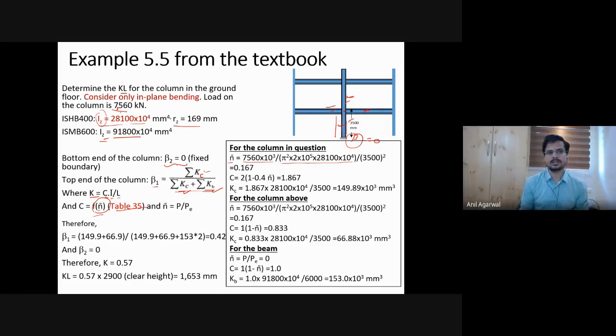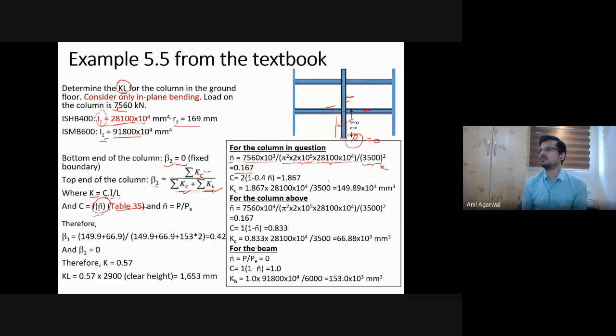Okay, so this was the load acting, 7560. And this is the pi square, this is E value, pi square E, I. This is the I value divided by L square. That is the length. Okay. Now you may ask, how do I know the length already while I'm still trying to calculate the effective length? Well, you have to start with some value. So you start with assuming that K is equal to 1, and you start with this value. Okay. And you get n bar. Now the question, of course, can come, should I reiterate it?